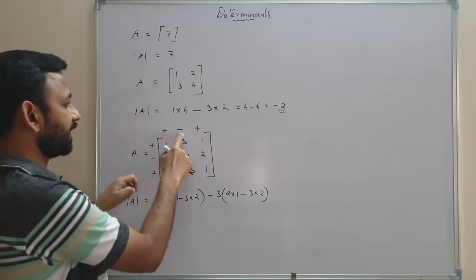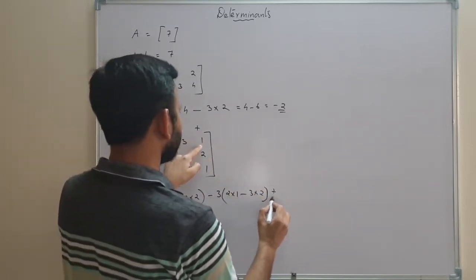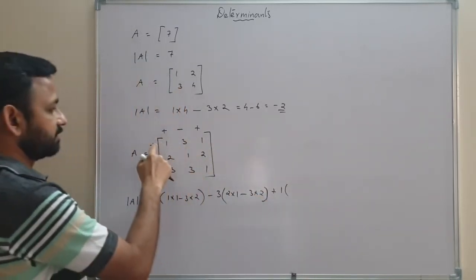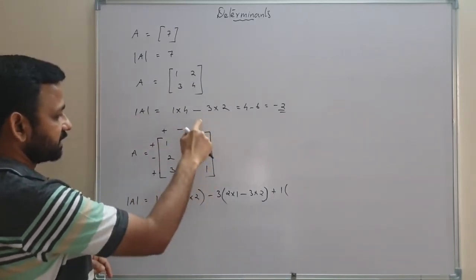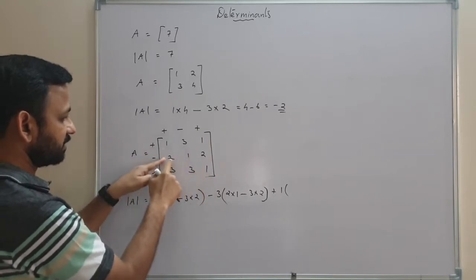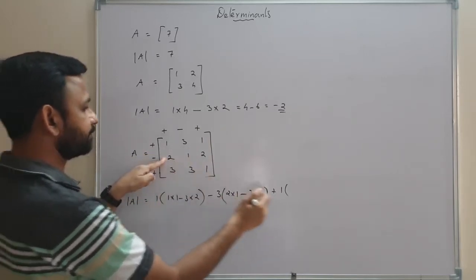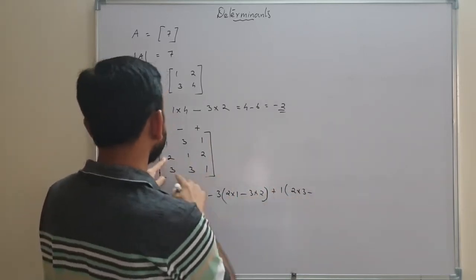Then positive, negative, then positive. Number 1. Then again, that is from the first row, third column. Delete, delete. Then we have this one, the diagonal-wise product, 2 into 3 minus 3 into 1.